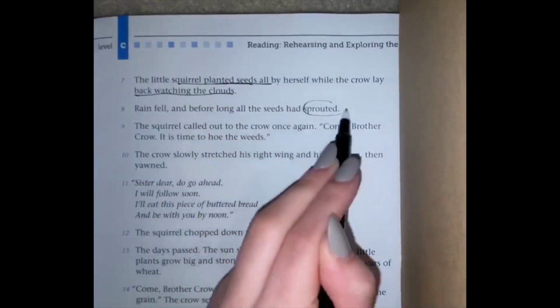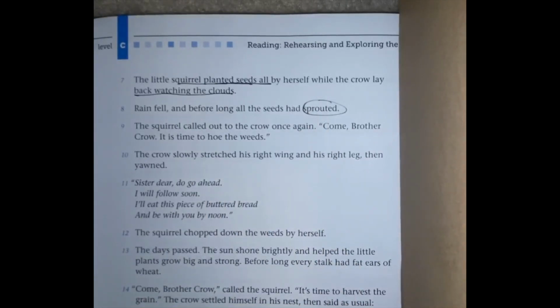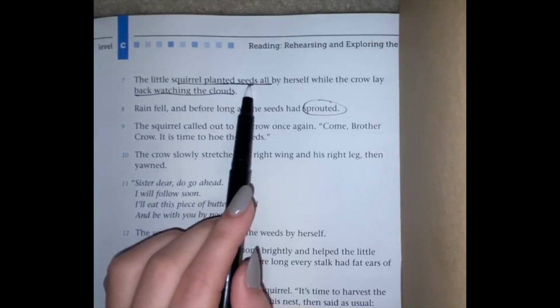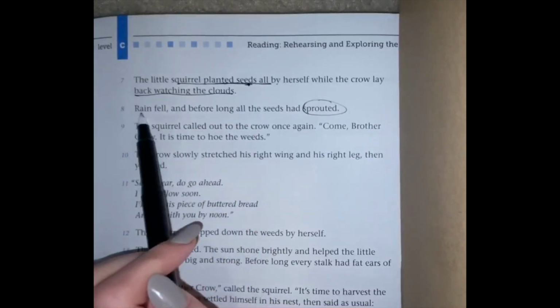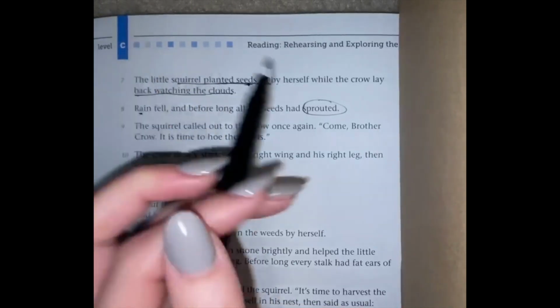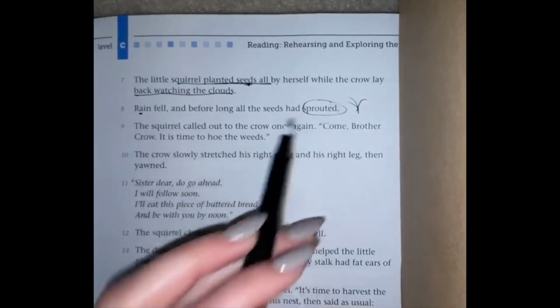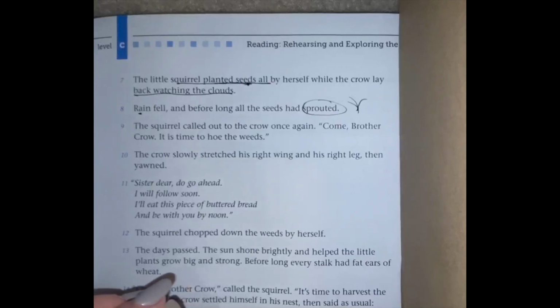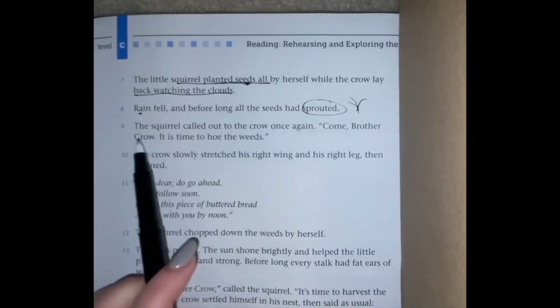That's a big word there, sprouted. Well, if I think about what I know about the seeds and what happens after it's gotten water, what do you think sprouted means? What do you think that means? Go ahead and think about that. All right, let's keep going.